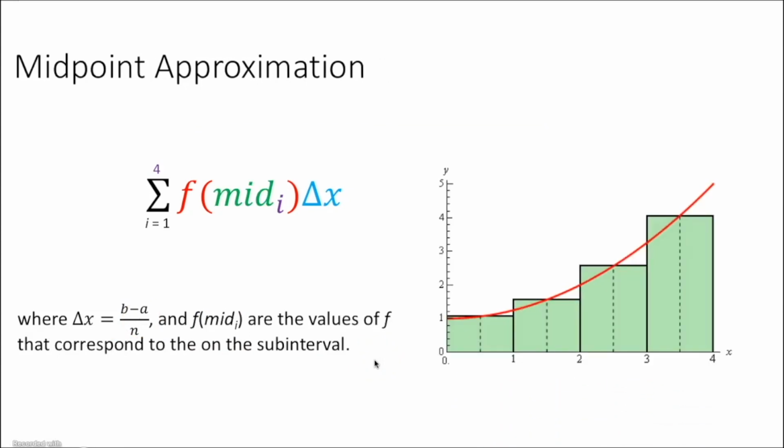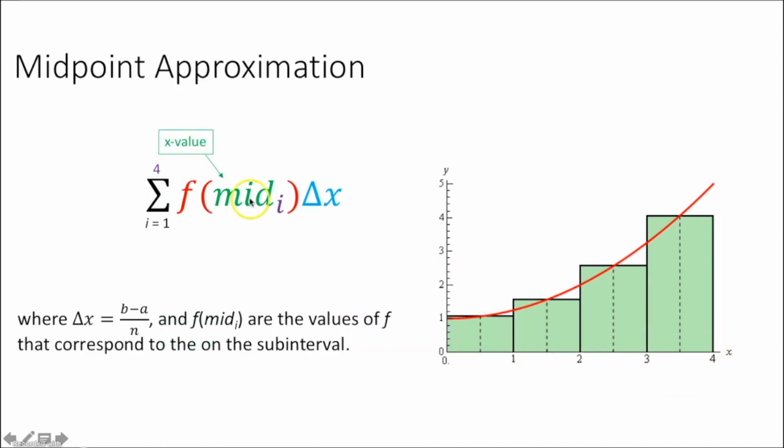The midpoint approximation, the only difference here is that instead of plugging in a left endpoint or right endpoint, you're plugging in the midpoint on the interval, which gets you kind of an average of the y values for the given interval. So the i, again, represents which interval you are on. So either the first, second, third, or fourth. This one only has 4 intervals this time.